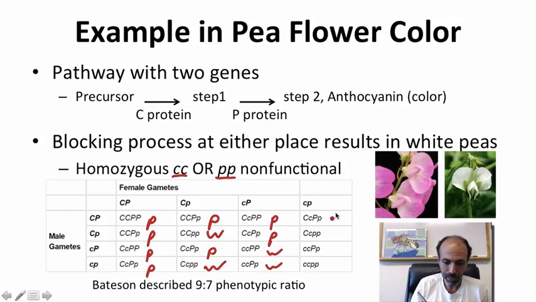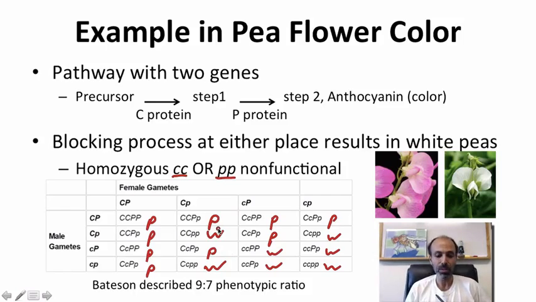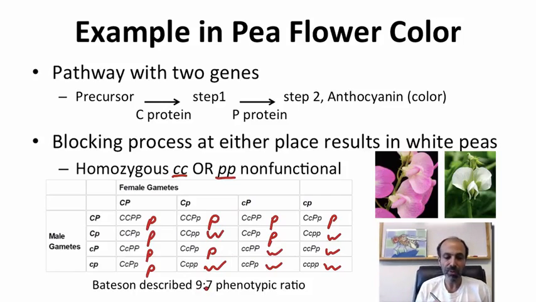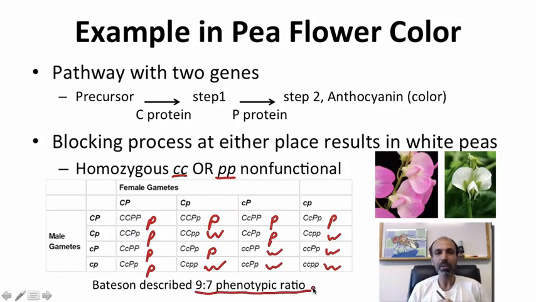These ones over here stop at the C. Pink, white, white, white. 1, 2, 3, 4, 5, 6, 7. So there's 7 different possibilities that lead to white ones. Now this actually was observed by William Bateson and some of his colleagues many, many years ago, where they found in doing this particular cross, they found a 9:7 phenotypic ratio.